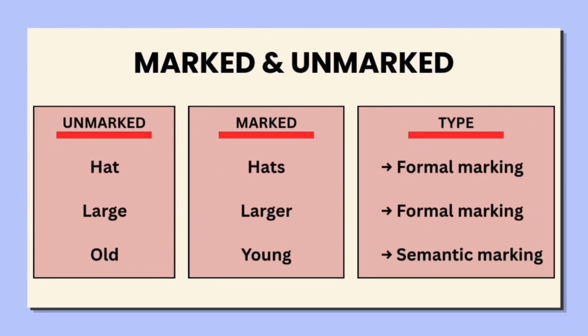And now let's move on to our next concept, markedness. Words often exist in pairs where one is the neutral default, called the unmarked term, and the other has an added specific feature, called the marked term. This happens in two ways. Formal marking involves adding a physical element, like adding an S to head to make heads, or to large. On the other hand, semantic marking deals purely with meaning. Old is the general, unmarked term for age, while young is semantically marked because it is restricted to only one end of the age scale.